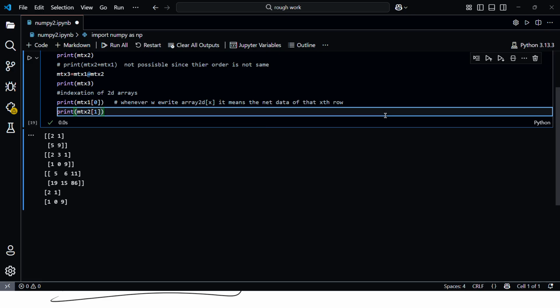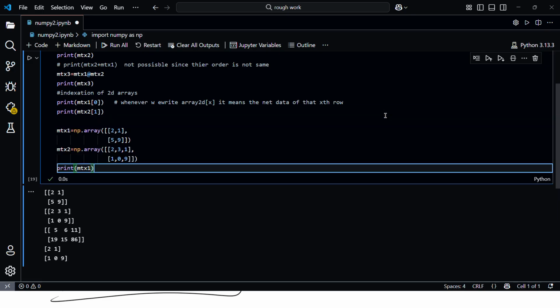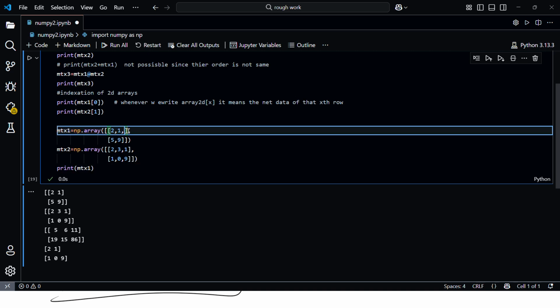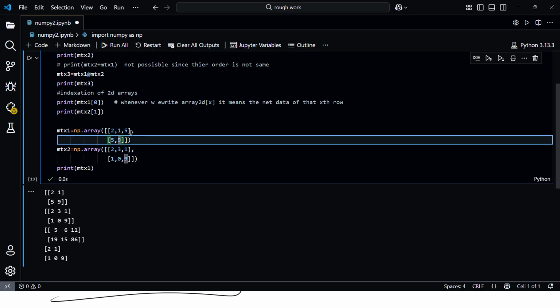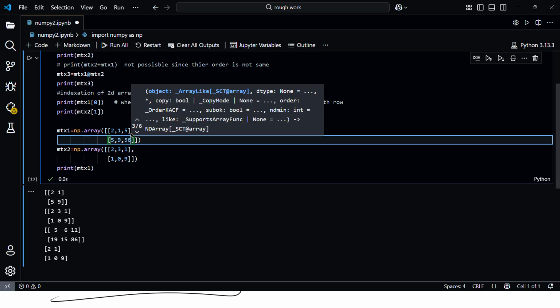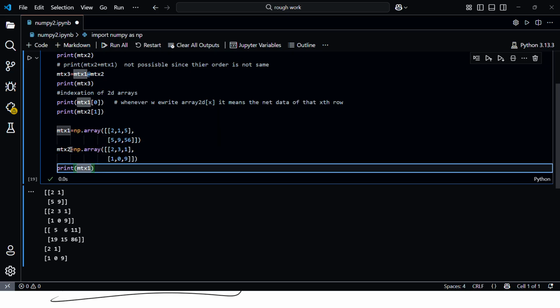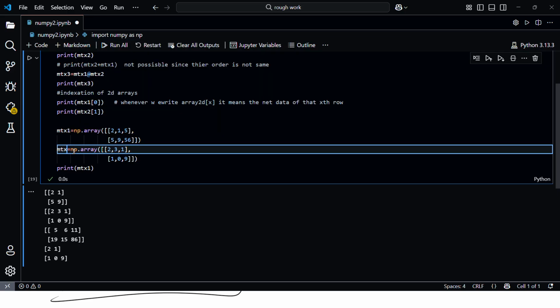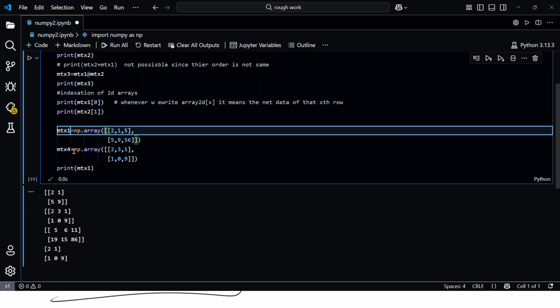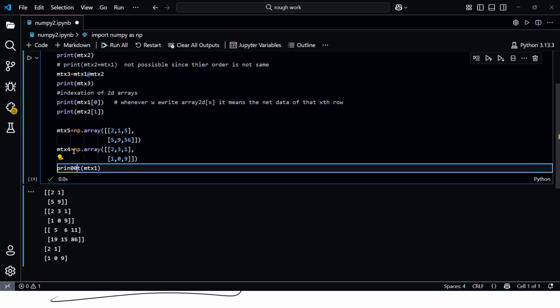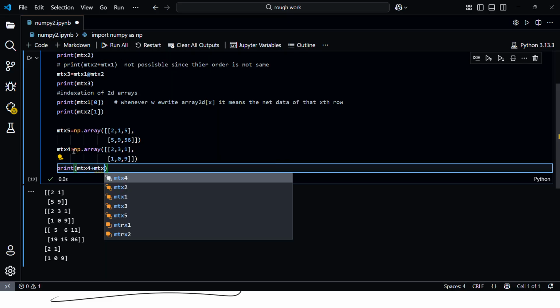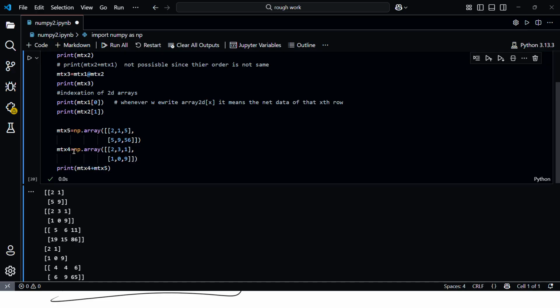Let's do an addition. So 2 comma 1 comma maybe 5 and maybe 9 comma 56. Let's name this as matrix 4 and this as matrix 5. So matrix 1 and matrix 5. Print matrix 4 plus matrix 5.